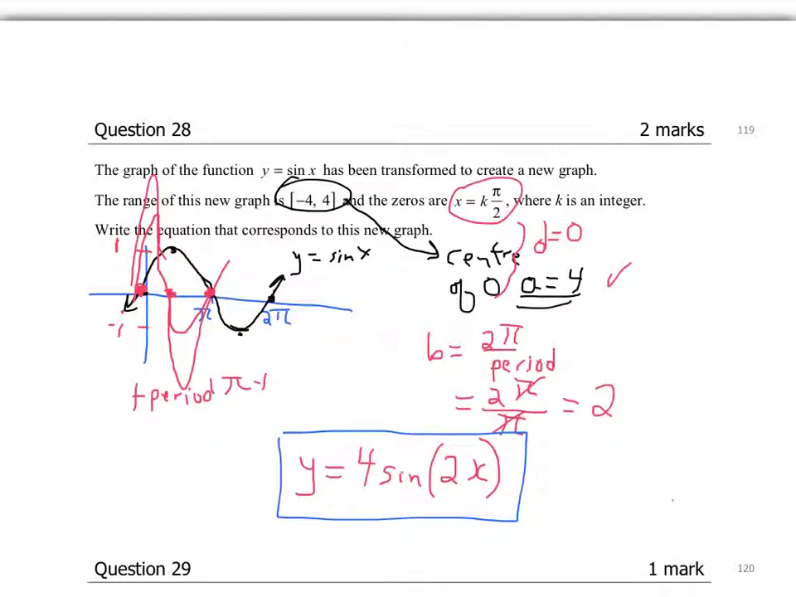Again, if we want to explain this constant, it's a vertical stretch by a factor of 4, or its amplitude from -4 to +4. And this is a horizontal compression by a factor of 2. The graph is compressing horizontally, so the period went from 2 pi to pi.